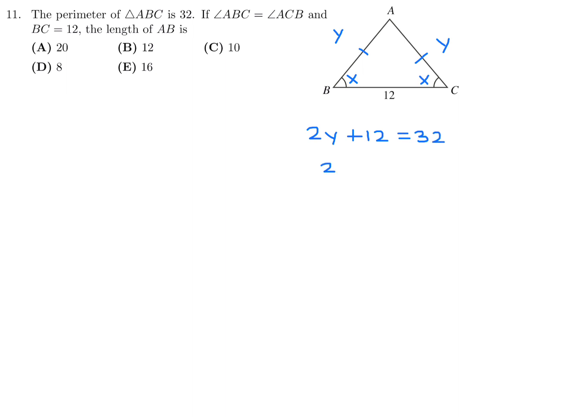So solving for y, we get 2y is equal to 20, and therefore y is equal to 10. And AB is equal to y, so therefore AB is equal to 10. So number 11, the answer is C.